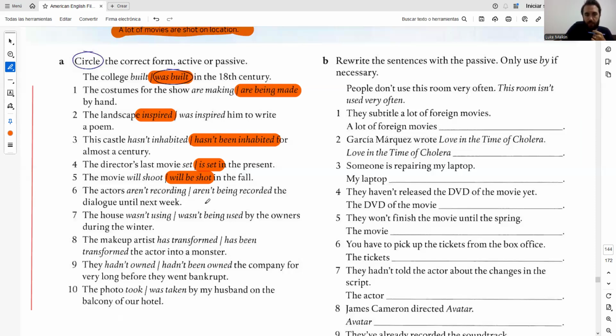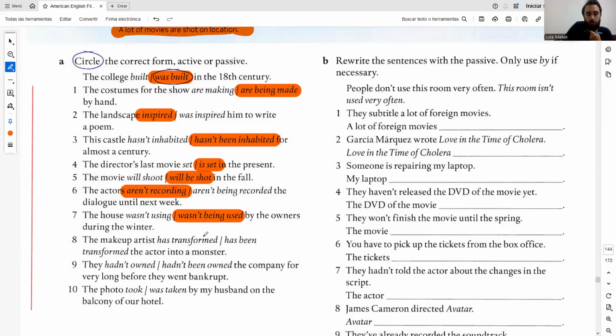Number six, the actors aren't recording or aren't being recorded the dialogue until next week. Actors record dialogue. This is active. Actors aren't recording. Number seven, the house wasn't using or wasn't being used by the owners during the winter. The house can't use. The owners use the house. So passive. The house wasn't being used. Past continuous passive.